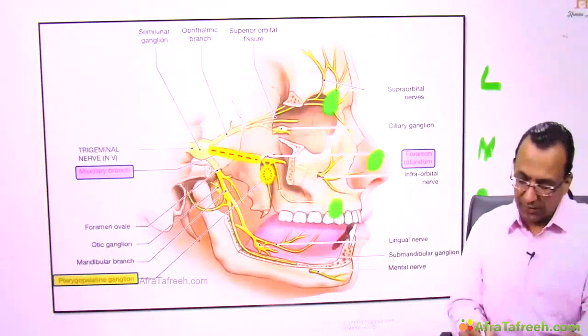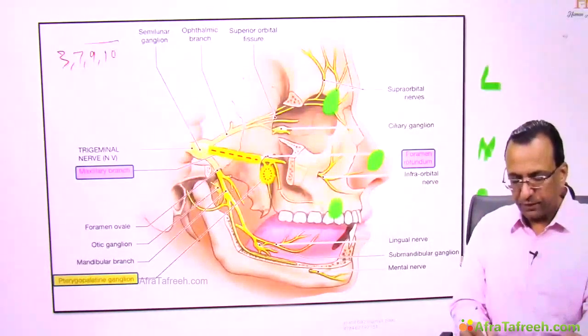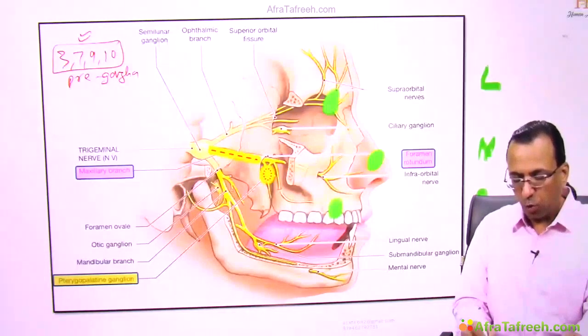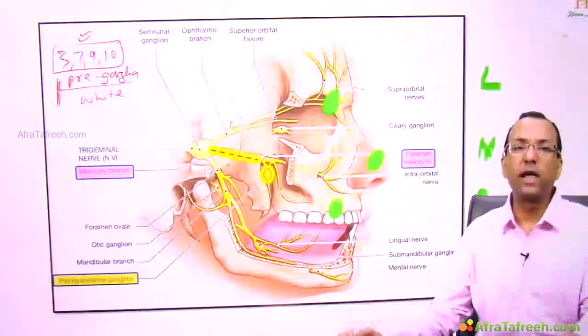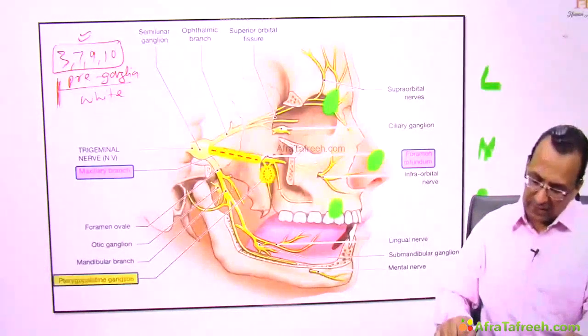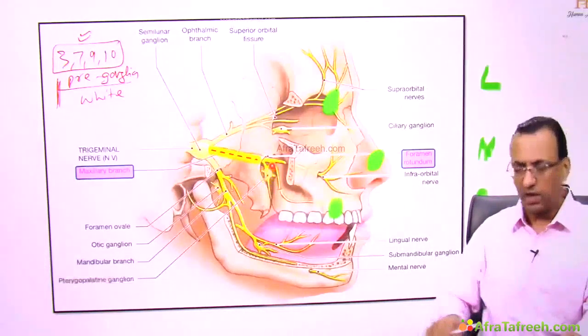Maybe nerve number 3 or maybe nerve number 7, 9, 10. They all carry only preganglionic fiber. They are all white in color, myelinated. Do you remember that? Nerves number 3, 7, 9, 10 are all preganglionic fiber. They are white in color. They cannot carry postganglionic fiber. So we're saying that for the pterygopalatine ganglion, the facial nerve is functional. Yes, and the trigeminal is topographic.